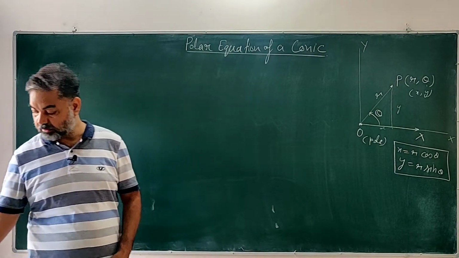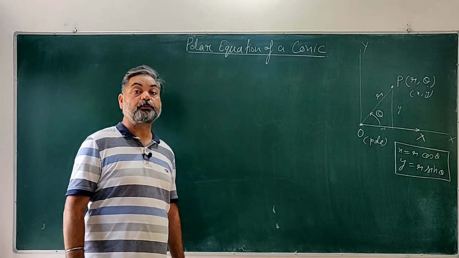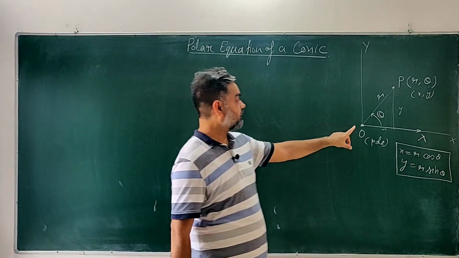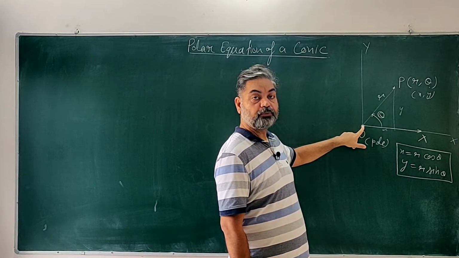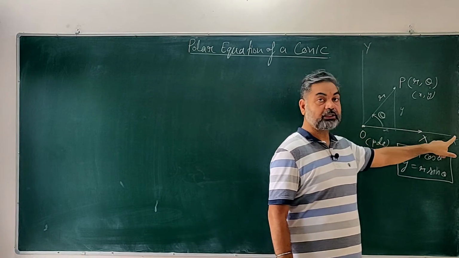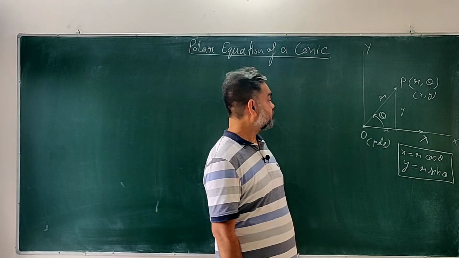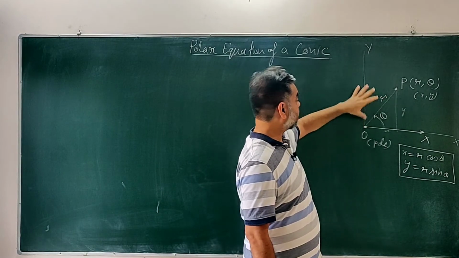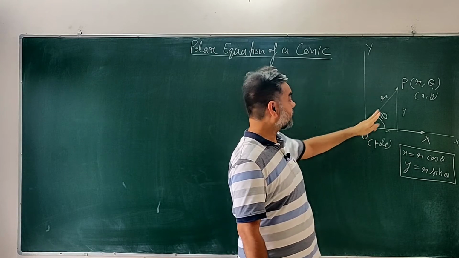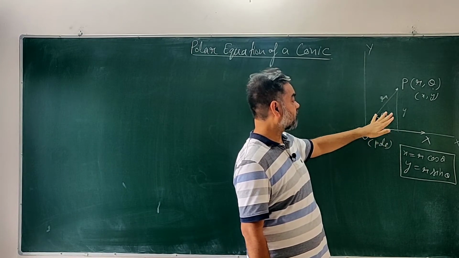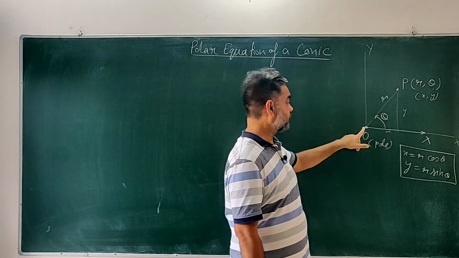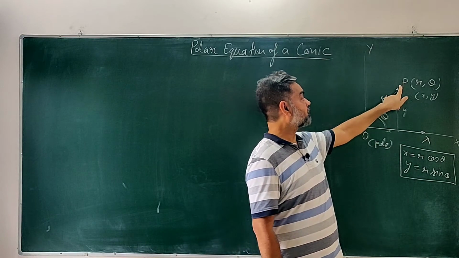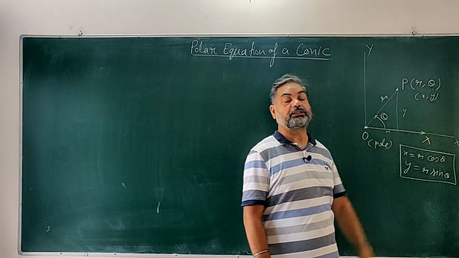So hello students, today we are going to discuss the polar equation of a conic. So what are the polar coordinates of a point? Suppose we are given an initial point O, and suppose we have an initial line OX, and suppose we have a point P, any point P in the plane whose distance from the point O is r, and suppose the line OP makes an angle theta in the anti-clockwise direction with the initial line OX. Then we say that the polar coordinates of the point P are r and theta.